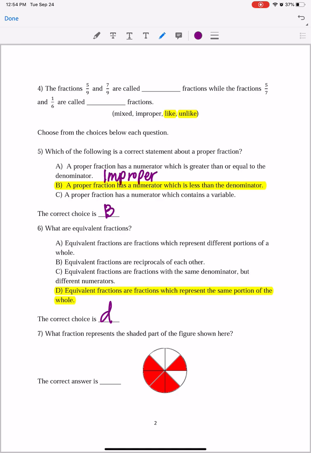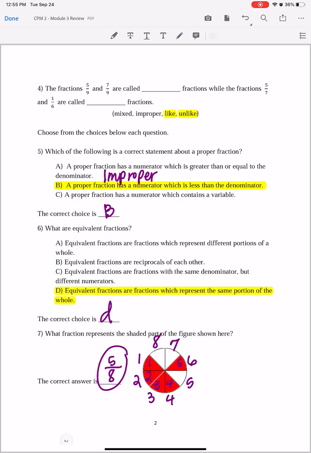So D. And then 7, what fraction represents the shaded part of the figure below? Well, how many parts are shaded? We have 1, 2, 3, 4, 5 shaded parts. So that's your numerator. Out of how many parts total? 1, 2, 3, 4, 5, 6, 7, 8. So 5/8. All right, let's get to the skill and drill on the next page.